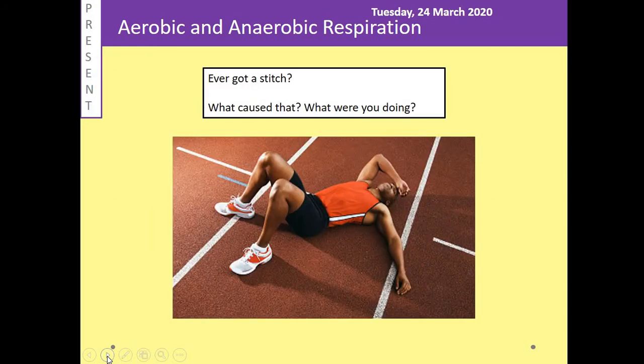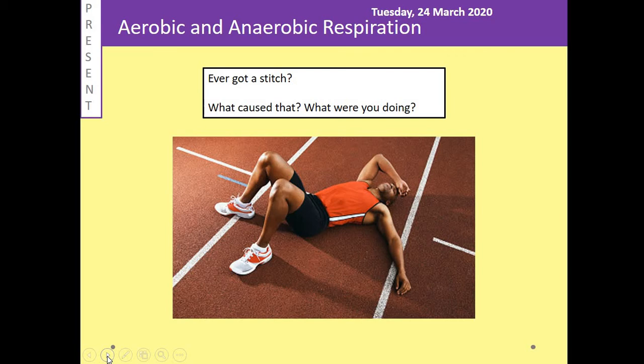So, first of all, have we ever got a stitch? I know I certainly have. What caused that? What are you doing? Generally, we're going to be exercising. And today, we're going to be thinking about the different types of respiration, aerobic and anaerobic respiration, the process of breaking down glucose to release energy, and energy is clearly needed for exercise.